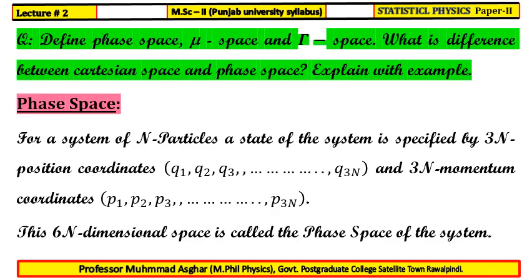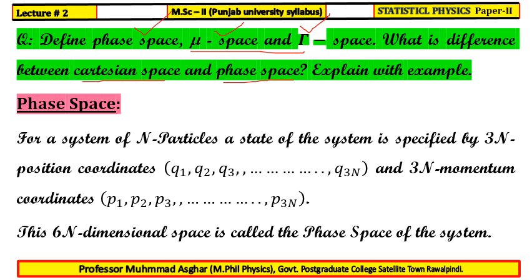Now here we take the concept of phase space in statistical physics. First we define what is meant by phase space in statistical physics. We define two other spaces. One is the mu space and the other is the gamma space, and we will finally distinguish between Cartesian space, which we have studied already, and the phase space we will study here.